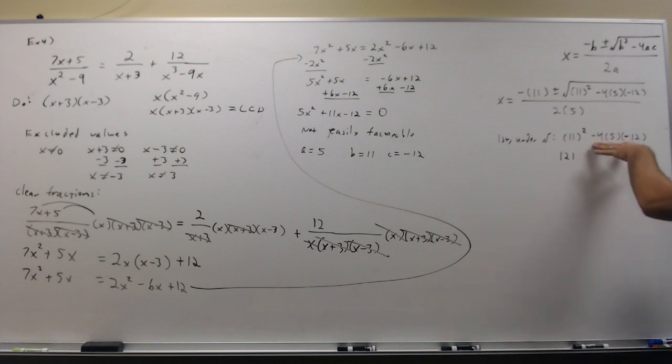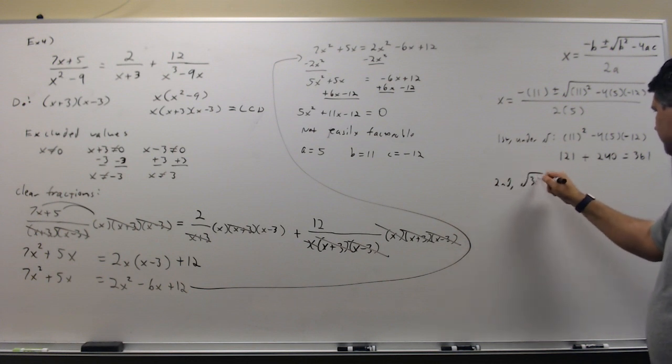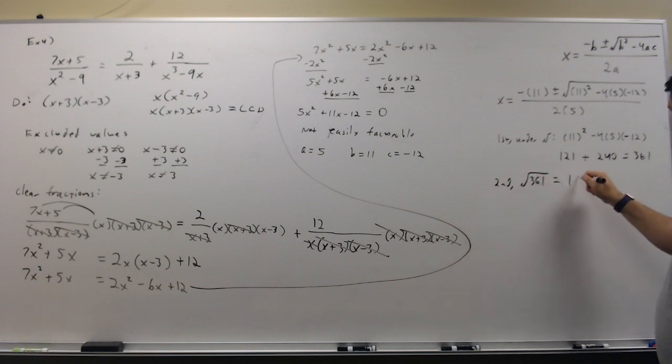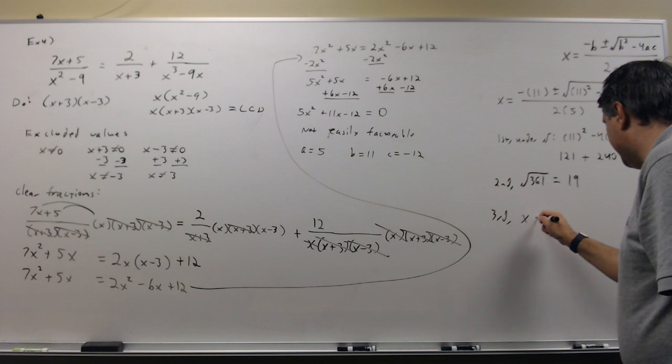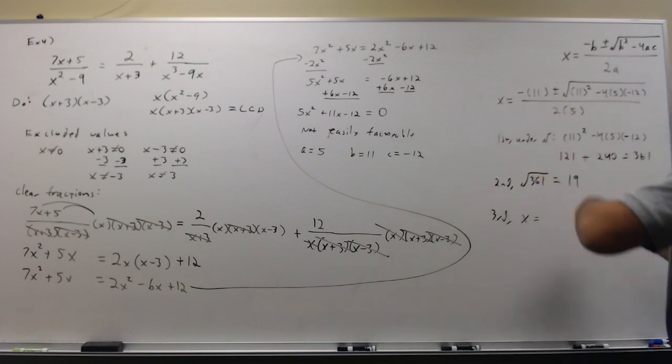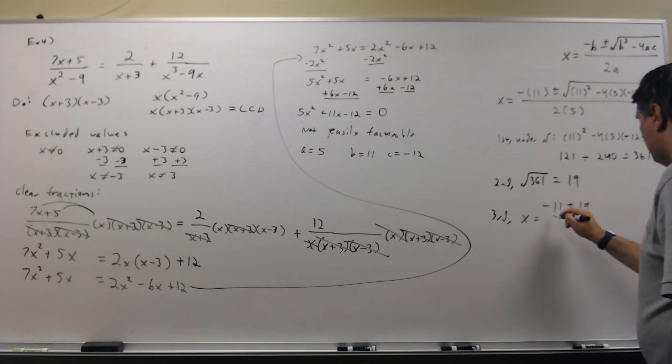There's actually 2 minuses in this multiplication. So it's actually going to be adding 240, which gives me 361. Second, the square root of 361 is plain and simple 19. Third, x equals negative 11 plus or minus 19 over 10.